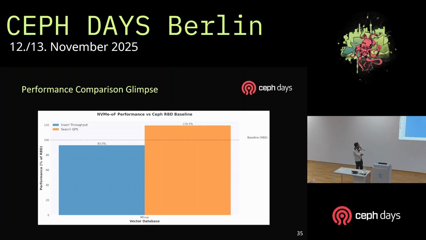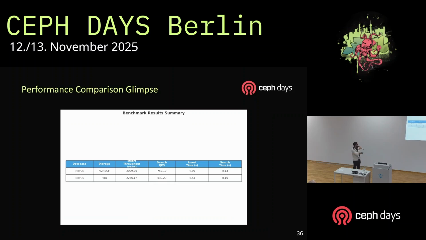So this is one test I did, and this is the baseline for RBD. For the write operation, NVMe-oF is lower because it has an additional layer, but for the search operation, the read operation, it gives much higher throughput. This test I did for 10,000 vector insert operations and 1,000 vector search operations. So this is the result I got.